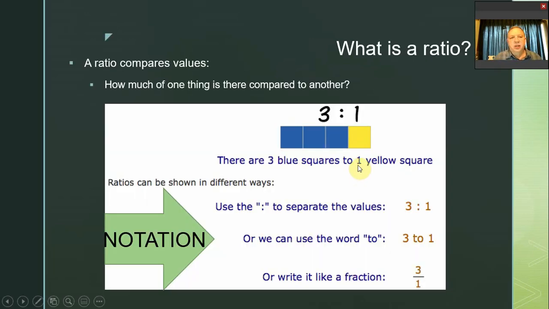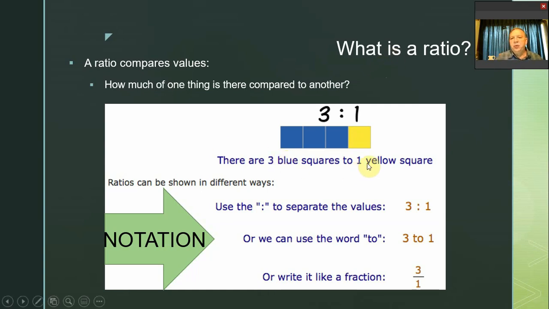So what is a ratio? A ratio compares values, almost like we were talking about percentages again, right? How much of one thing is there compared to another? And now we can compare across different sizes, if you will.